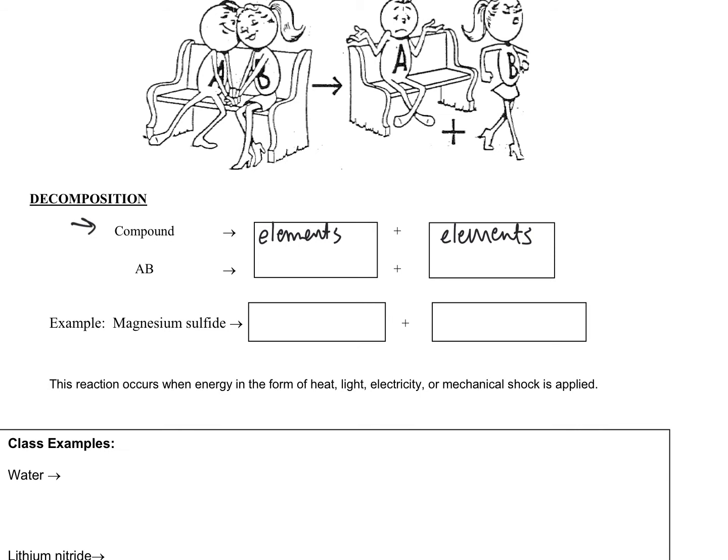But we know that if I start with compound AB, it splits into element A and element B. So if I have magnesium sulfide, Mg is +2, sulfur is -2, so I have MgS. I know that that's going to split into its individual elements, magnesium and sulfur.